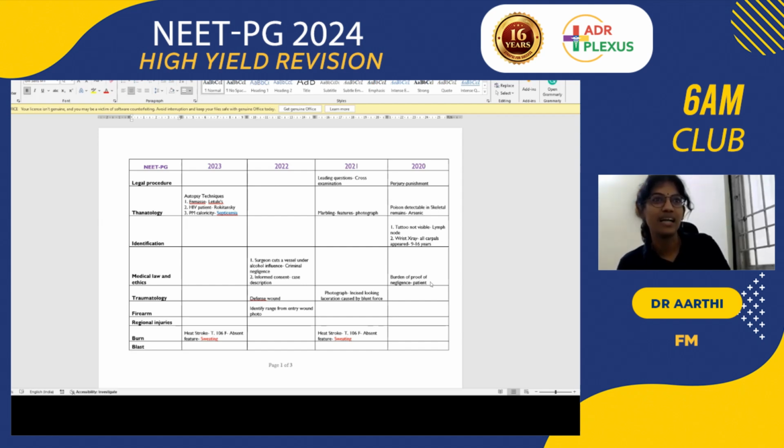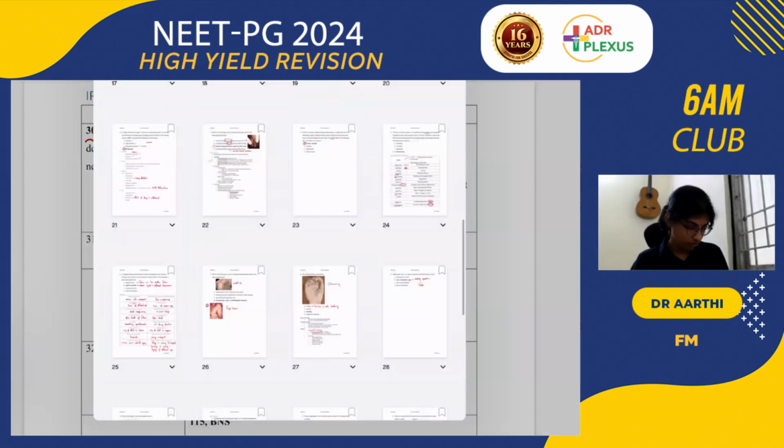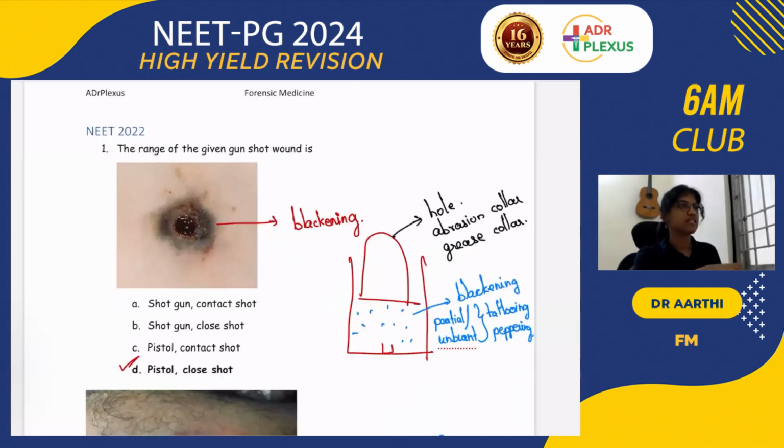Ma'am, can you explain ballistics? I'm confused as to the shotgun. Yeah, I can do that. I can explain that. Firearm. Okay, see, when we are saying shotguns, you are talking about pellets, right? Small pellets we are talking about.